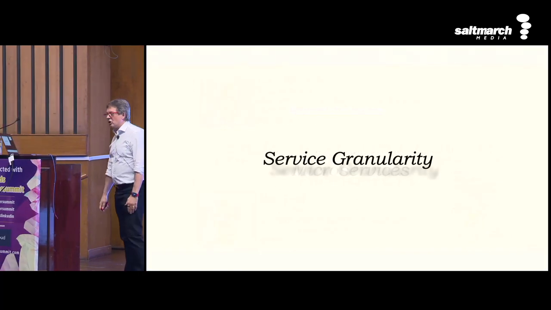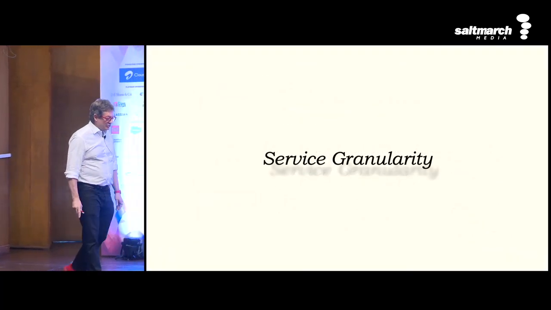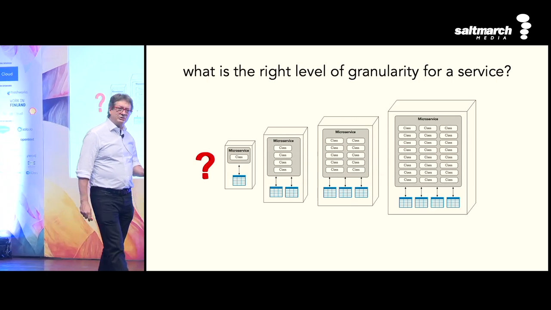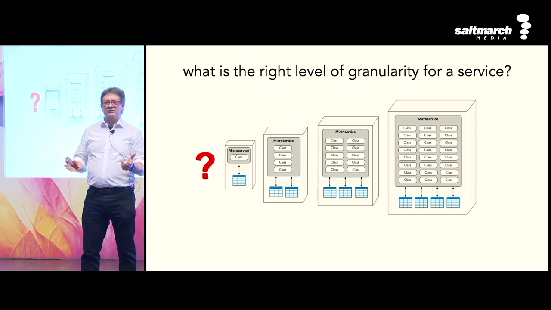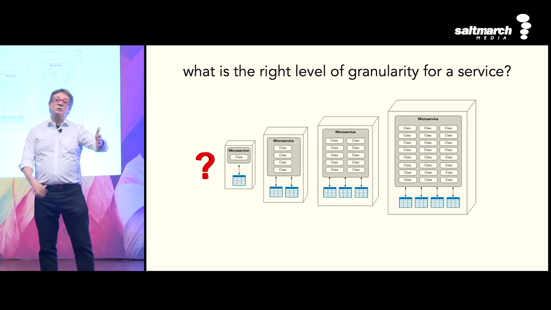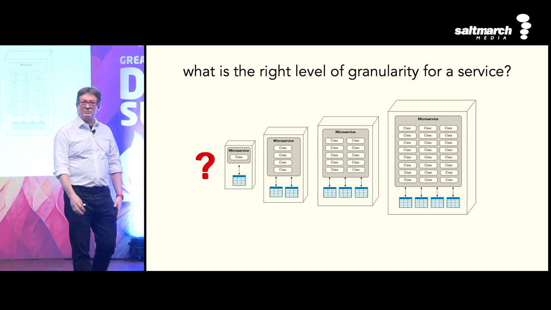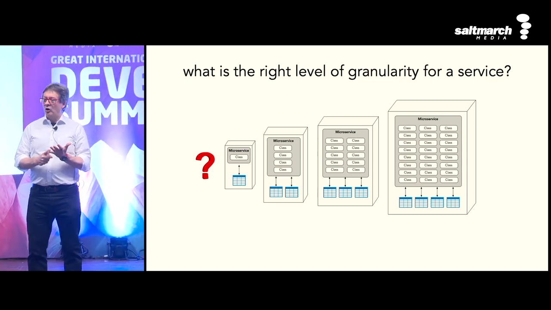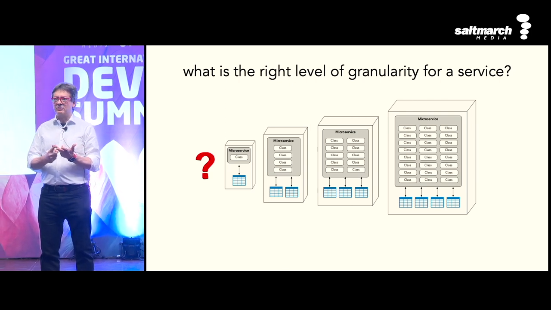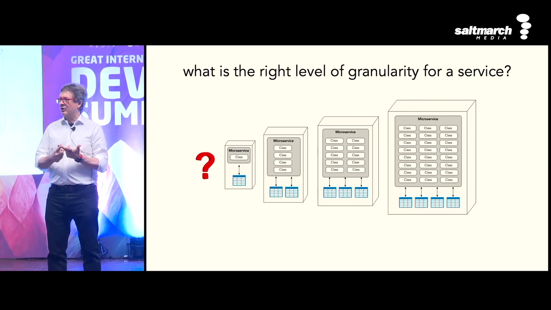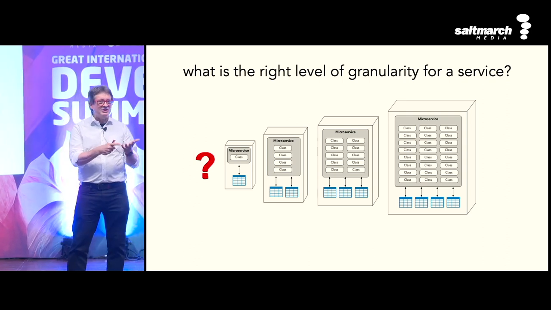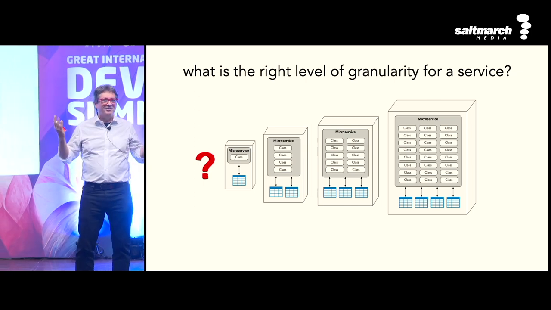So the first thing I want to talk about is service granularity. This is one of the trickiest things that architects face in microservices, which is, what's the right level of granularity for a service? Now, you may have been told at some point that, well, it should be a single responsibility, the single responsibility principle. But are all notifications singular? Or all customer notifications singular? Or different types of customer notifications singular? You can have a philosophical argument that each one of those is singular. So that's no good as a guideline.